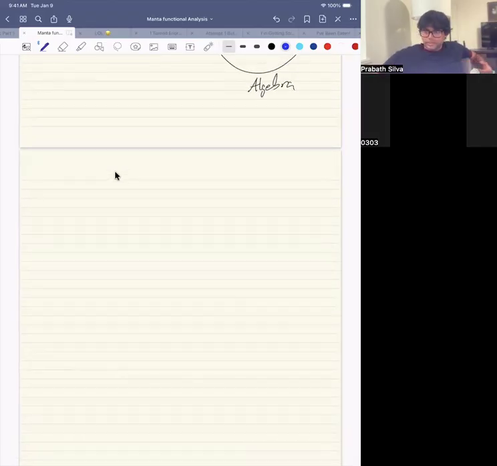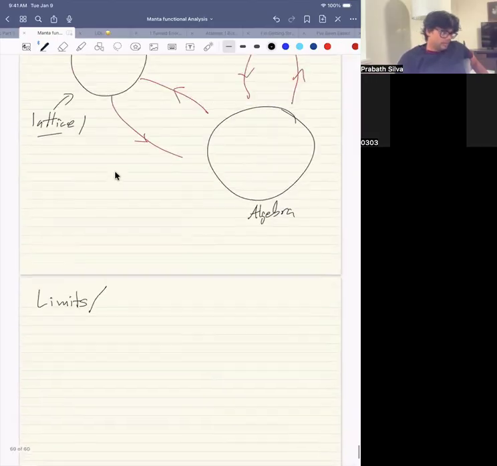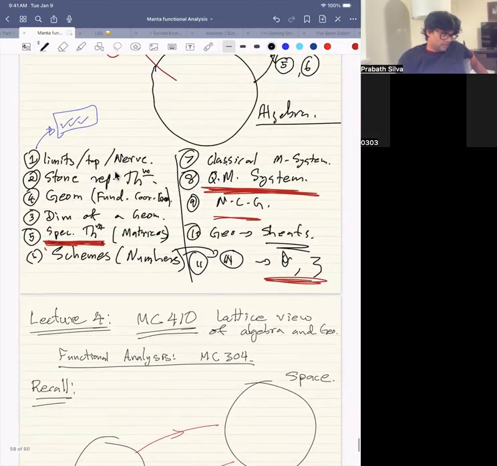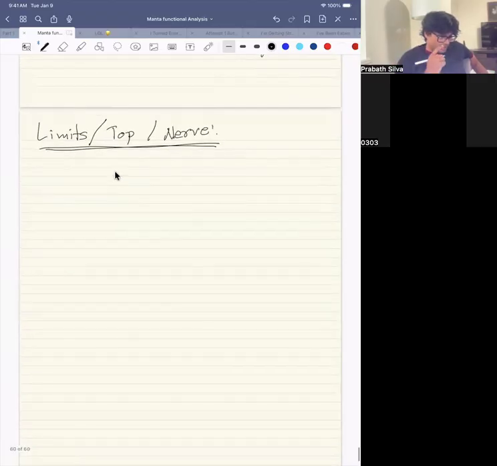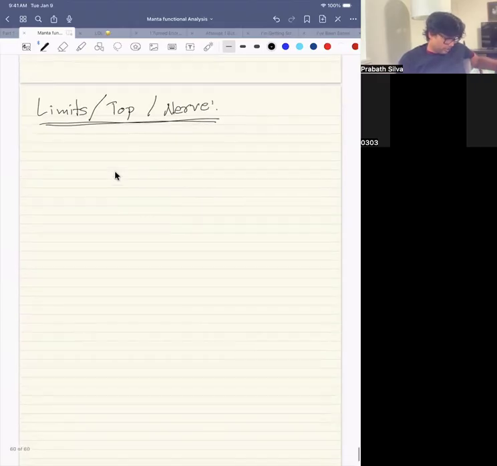Okay. So today the topic is directed sets, limits, limits in topologies, and then nerve. So let's start by going back to some pictures.